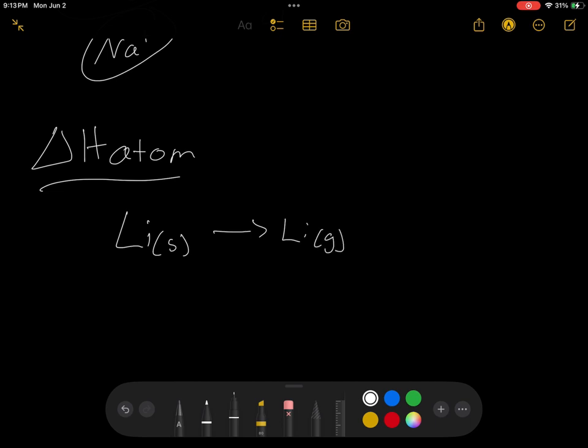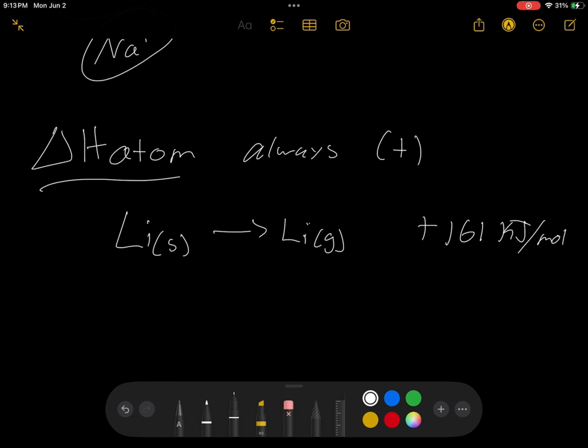Now, obviously, this is always going to be endothermic, right? Because we're going from something that's solid and we're turning it into a gas. We are breaking bonds, right? And breaking bonds, as we know, is endothermic. So this has a positive 161 kilojoules per mole delta H of atomization.